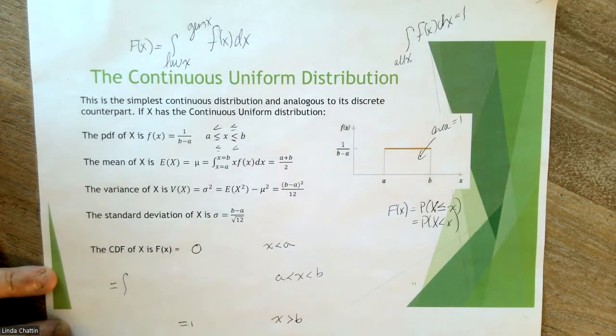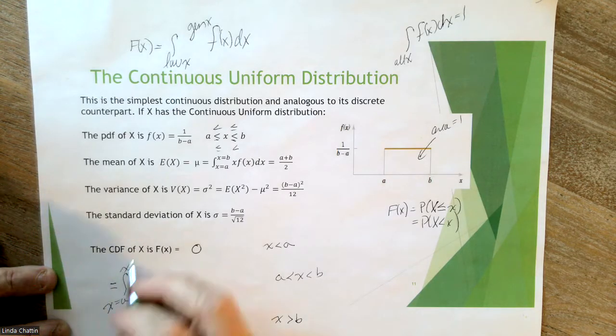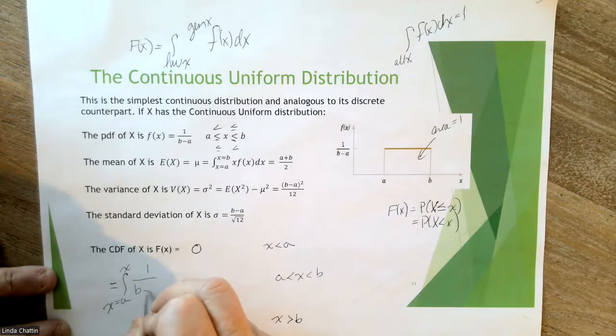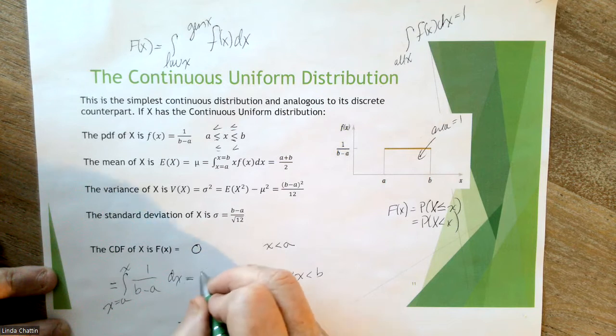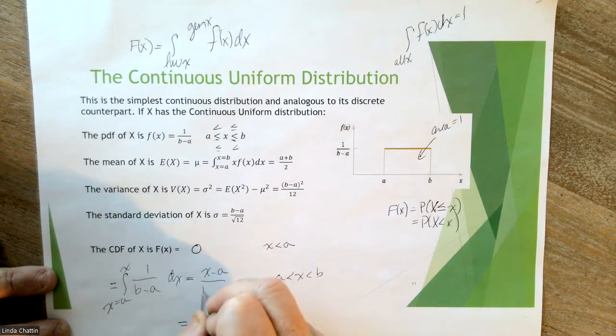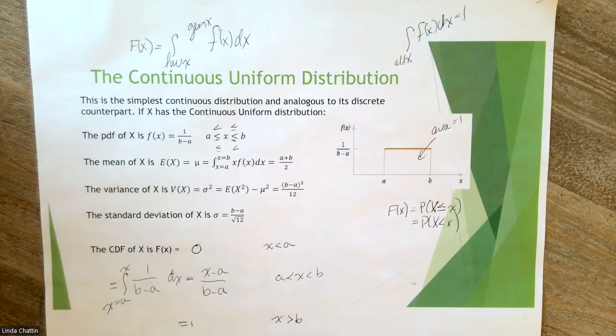So if I start with the lowest value of x, which is a, and I go up to some general value of x over 1 over b minus a dx, I promise you, you're going to get x minus a over b minus a. So this is really nice, because then we can just use this formula for the CDF of x when we want to determine probabilities. We don't have to keep doing integrations and worrying about if our calculus is right.